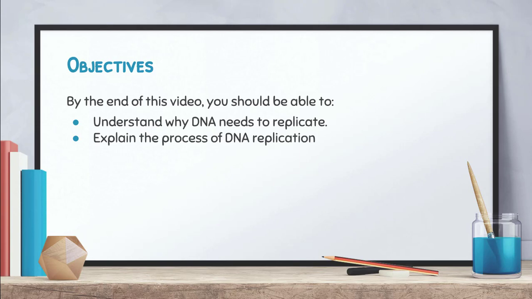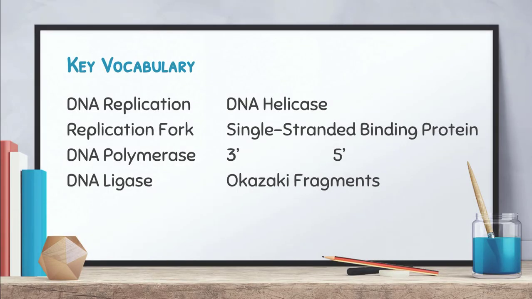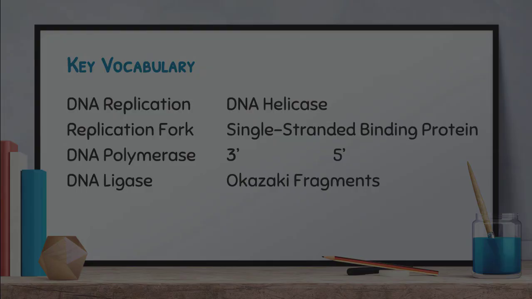Hopefully by the end of this video, you should be able to understand why DNA needs to replicate, why DNA needs to make a copy of itself. And you should also be able to explain the process of DNA replication, that is the individual steps that occur in order for DNA to replicate and make a copy of itself. So let's take a look at our vocabulary for this particular video. We're going to be focusing on DNA replication. We'll talk about DNA helicase, the replication fork, something known as a single-stranded binding protein, DNA polymerase, DNA ligase, 3' and 5' ends, and my favorite vocab term, Okazaki fragments.